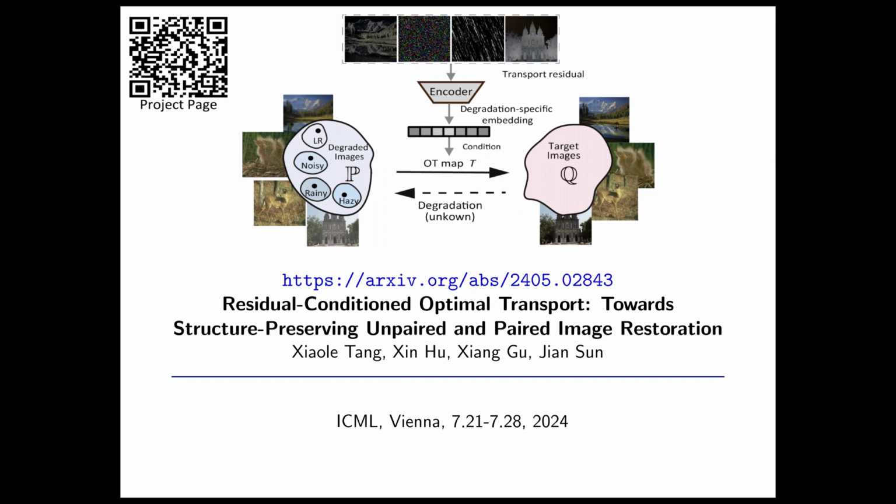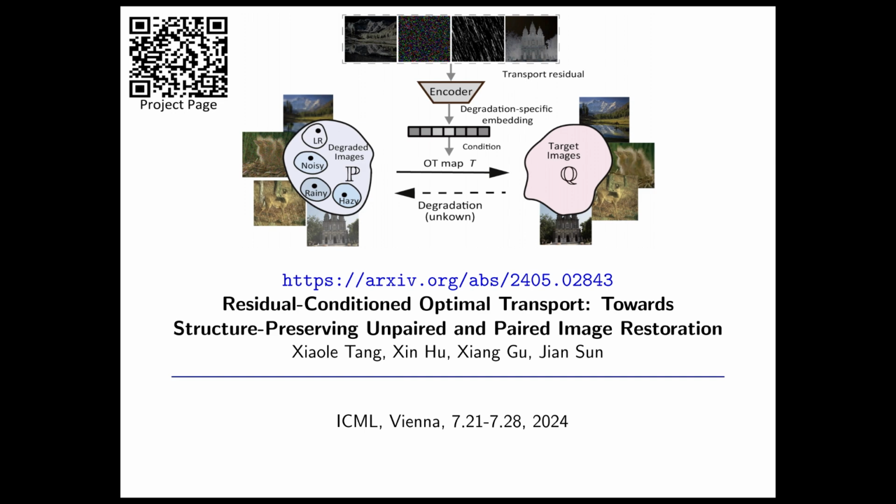Very delighted to share with you our recent work, Residual-Conditioned Optimal Transport, towards structure-preserving unpaired and paired image restoration. In this work, we suggest modeling image restoration as an optimal transport, or OT, problem for both unpaired and paired settings, introducing the novel transport residual as a unique degradation-specific cue for both the transport cost and the transport map. Specifically, we propose a two-pass residual-conditioned optimal transport, or RCOT, approach, in which the transport map is conditioned on the transport residual via a two-pass process.